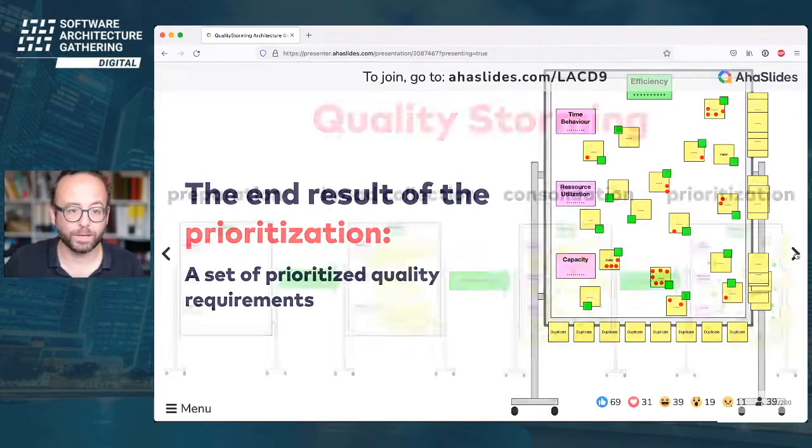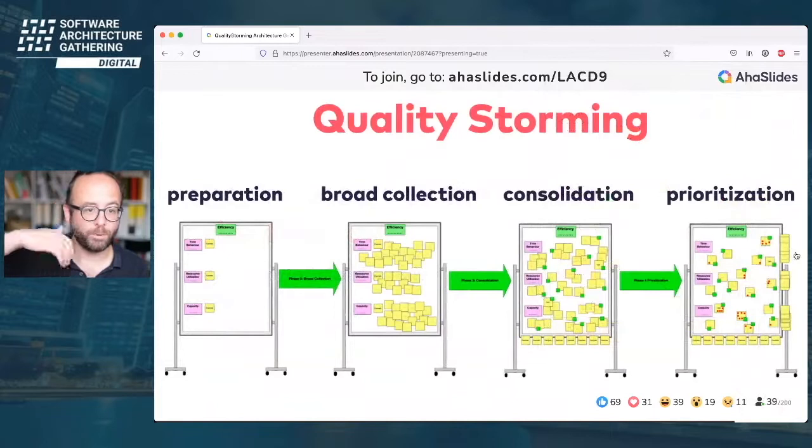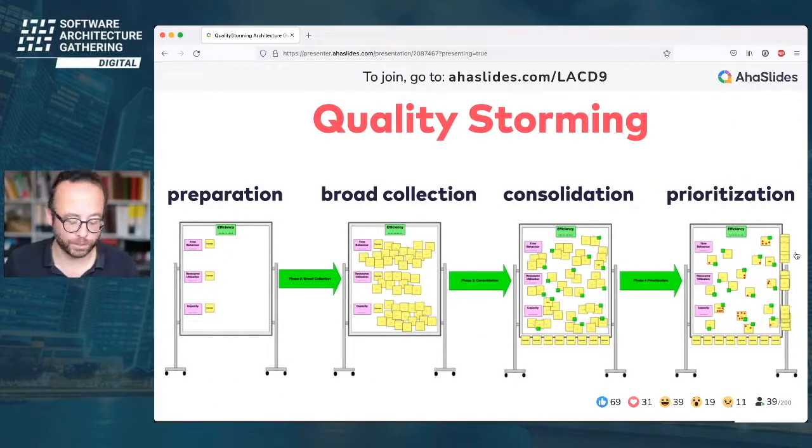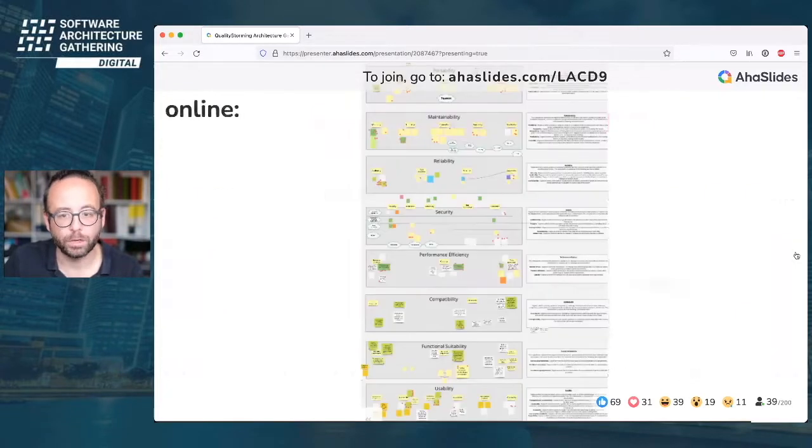So to summarize, the phases are preparation, broad collection, consolidation, and prioritization. We're now reaching the end of the talk. I want to talk a little bit about how to do quality storming in a remote fashion. The short answer is it works. So that's something that you can work with.